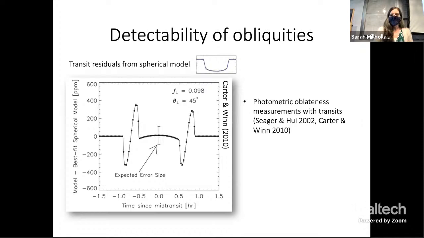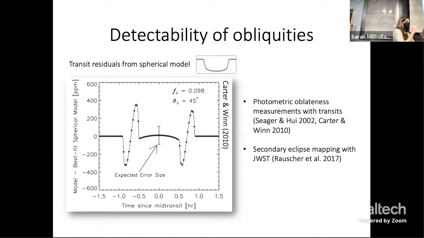Another proposed technique for measuring the obliquity is something called secondary eclipse mapping, which is a process of creating a brightness map of the planet based on the shape of the occultation of the planet as it passes behind the host star. This has been shown to both be doable with JWST and also potentially sensitive to these planetary obliquities.